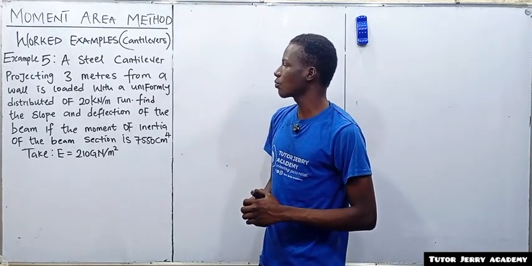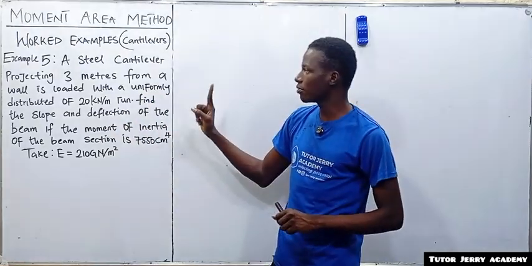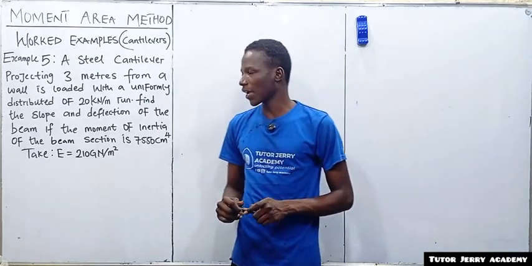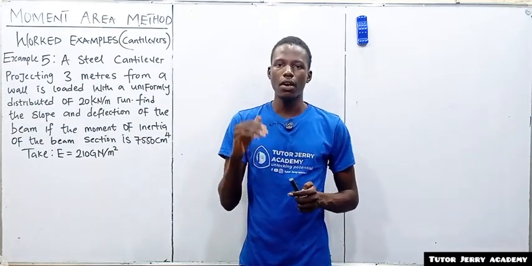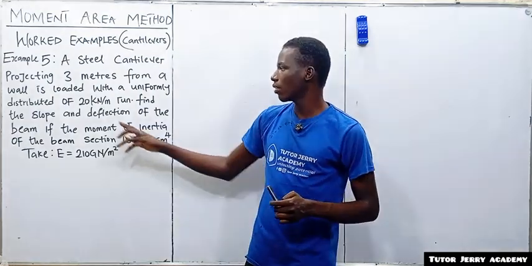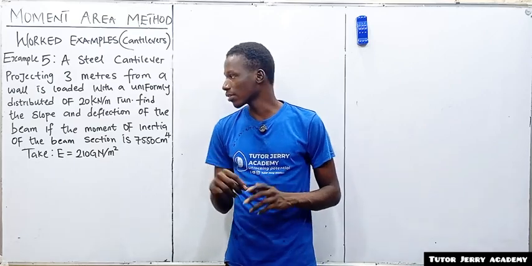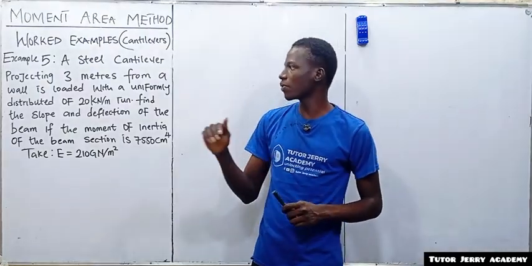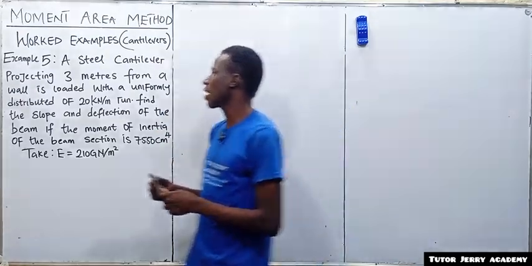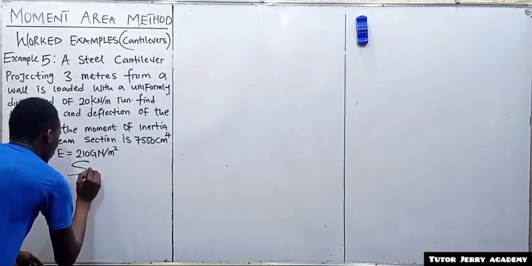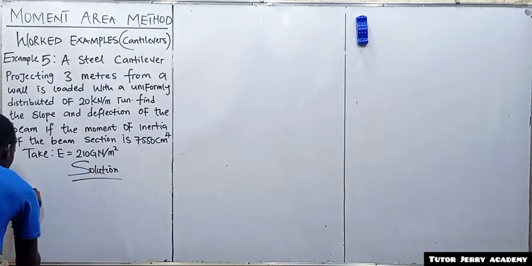First thing we need to note is that this is a case of a cantilever with a uniformly distributed load, and for this case we have derived the formulas for slope and deflection. We derived the formulas in our previous video, so you can go back and check, because we are going to be applying those formulas here now. So let's bring out our data. Solution. We have our data.